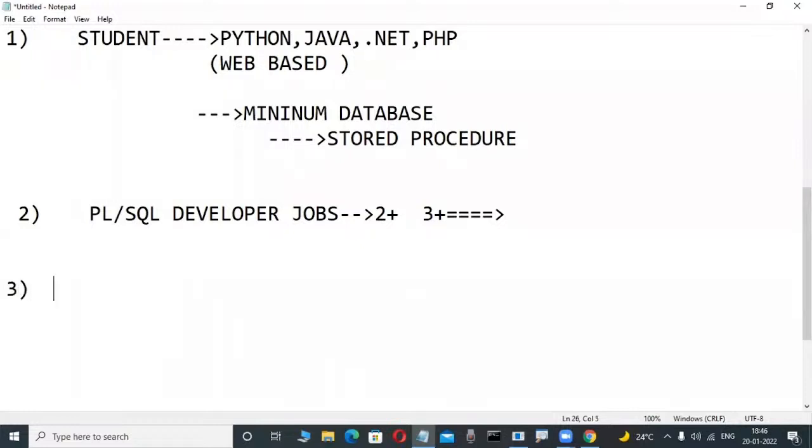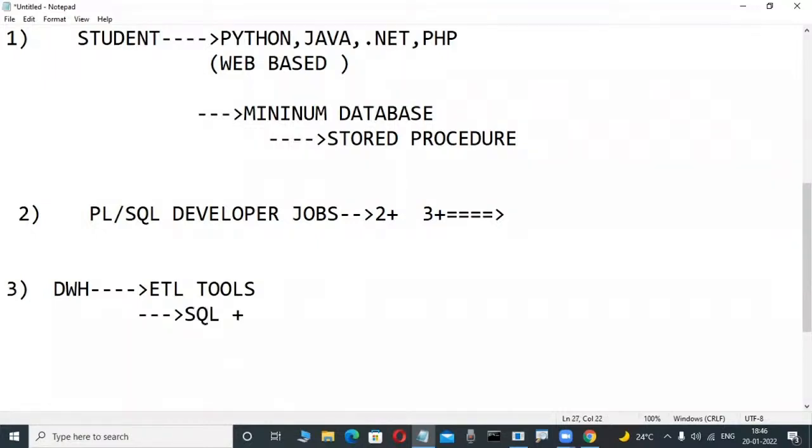Another type of persons: nowadays many persons don't have very good coding knowledge. Maybe non-technical persons who want to move into software. In that case there is one type of job: data warehousing technologies. In that, there are ETL programmers and reporting programmers. ETL means extraction, transformation, and loading tools. These persons need a little SQL knowledge. PLSQL is not required.